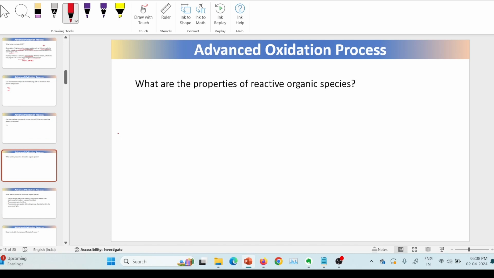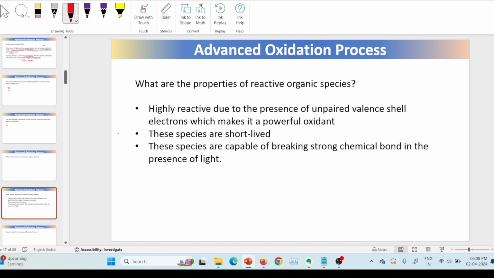What are the properties of reactive oxygen species? These are the properties of reactive oxygen species. Highly reactive due to the presence of unpaired valence shell electrons, which makes it a very powerful oxidant. These species are unstable, so these are short-lived. These species are capable of breaking strong chemical bonds in the presence of light.